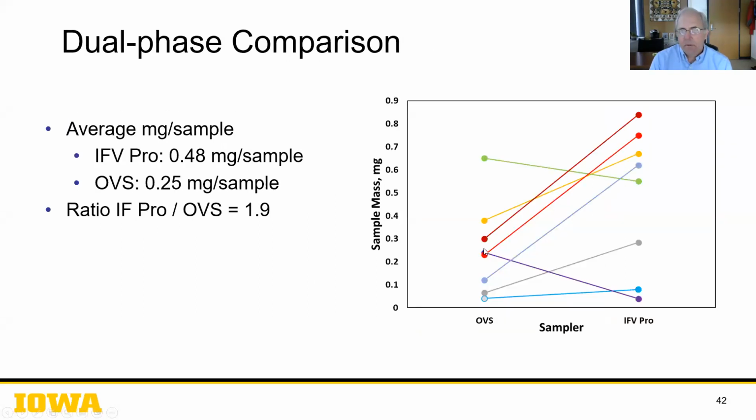And this is the results. It's a little messy, although colorful. You can see the green line and the purple line were the two cases where the OVS sampled higher than the IFV. But in all other cases, the OVS undersampled relative to the IFV Pro, which again was the expected result, to the point of about almost twice as high for the IFV Pro. So again, this sort of suggests, of course, that use of the OVS may be underrepresenting the exposure if we're considering and concerned about all droplets of all sizes up to about 100 microns that are being inhaled.